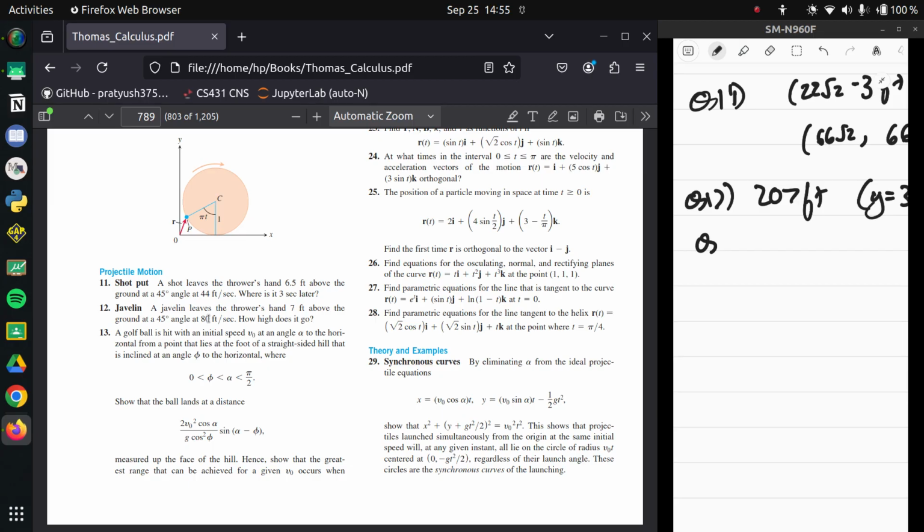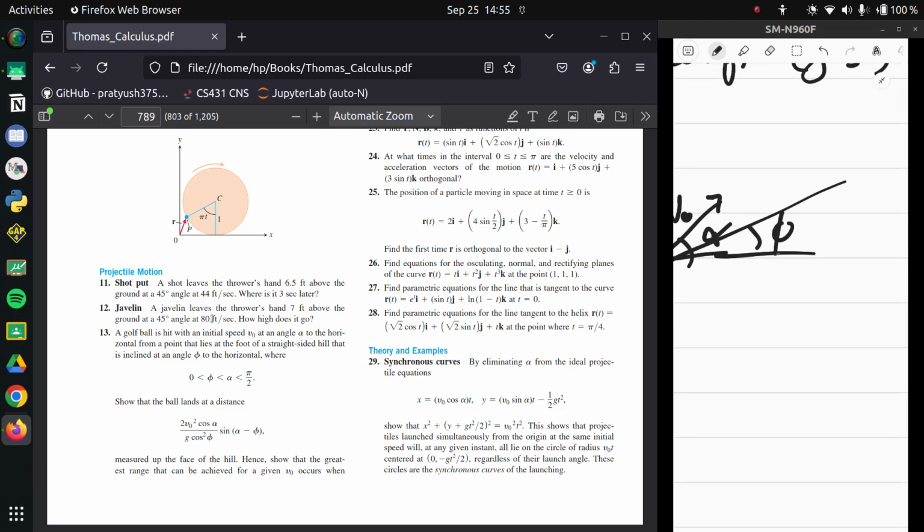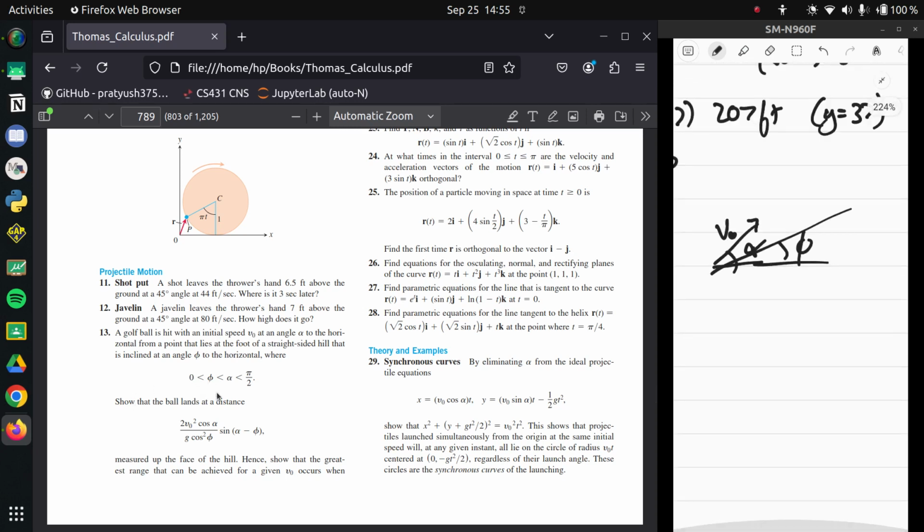A golf ball is hit with an initial speed v naught at an angle alpha to the horizontal, from a point that lies at the foot of a straight-sided hill that is inclined at an angle of phi. Why do I feel I've seen all of this somewhere? Because I probably have. Show that the ball lands at some distance, measured up the face of the hill, and show that the greatest range that can be achieved.